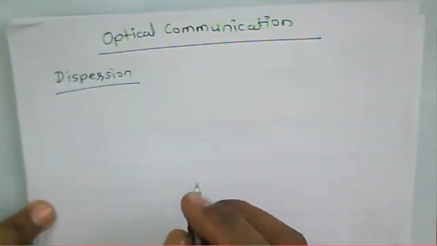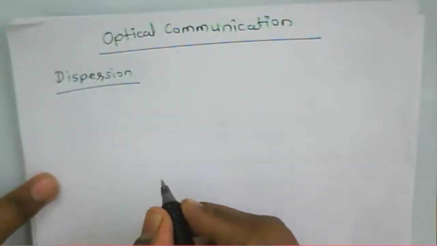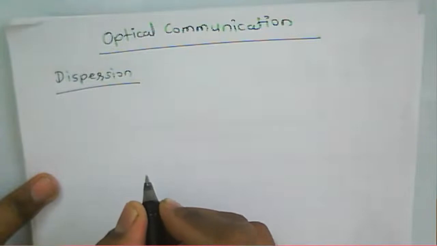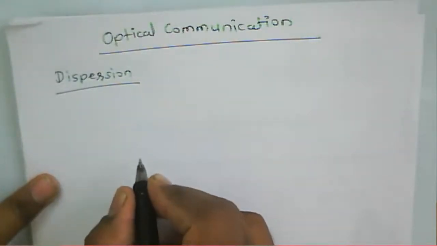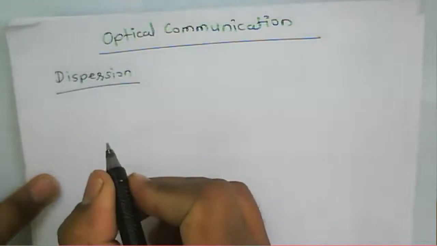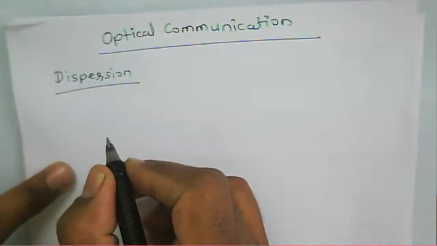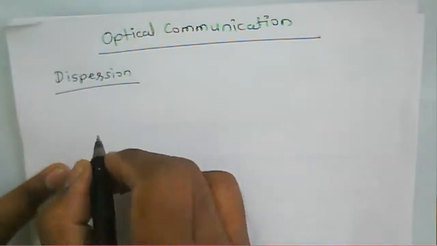As we have mentioned, signal distortions occur in the optical fiber because of the loss inside the fiber. That loss is nothing but attenuation, and that attenuation depends upon the length of the fiber.